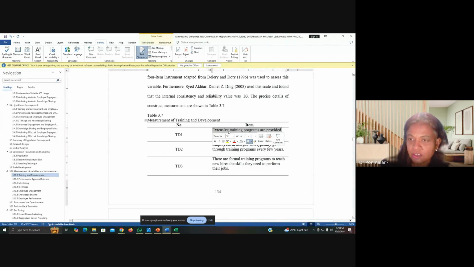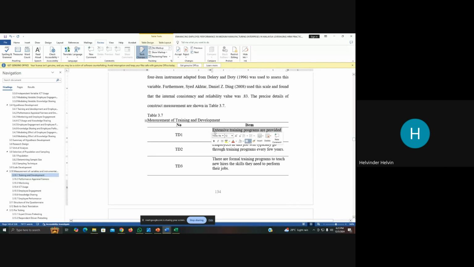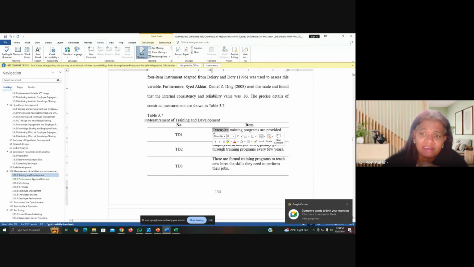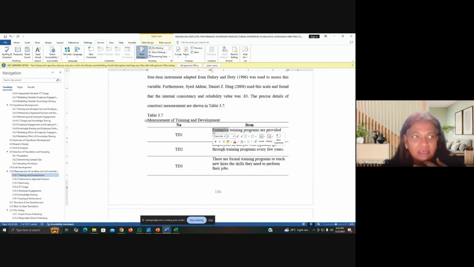Is this sentence suitable for small companies like SMEs? Suitable or not? No. These items were actually developed by Delery for big companies like MNCs. So when I adapt from Delery, because I was doing medium manufacturing enterprises, that means small companies, it's not suitable. So I need to reword it, I need to refine it, because in small companies, yes, they do get training, but not extensive training. So if I put extensive and I don't change it, then the respondent feels confused. Where do we have a lot of training? Right? Never mind, just guess.